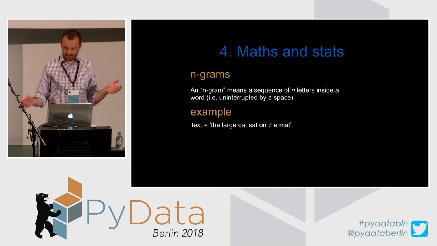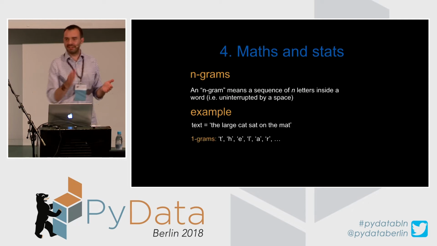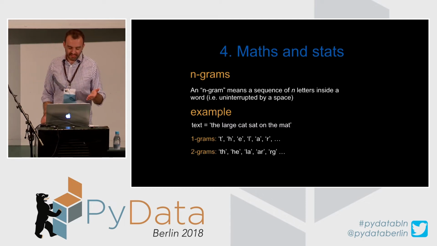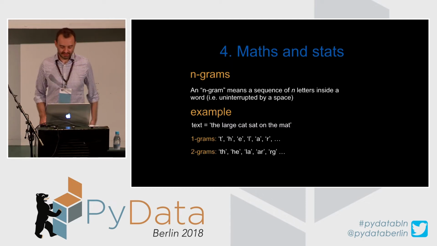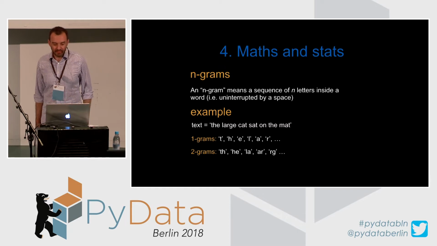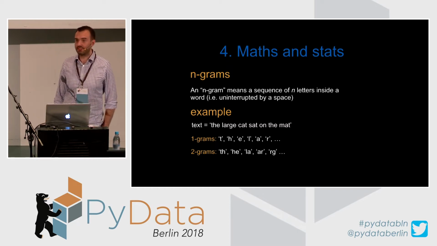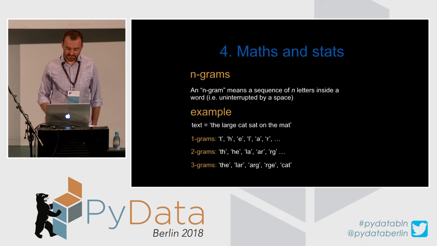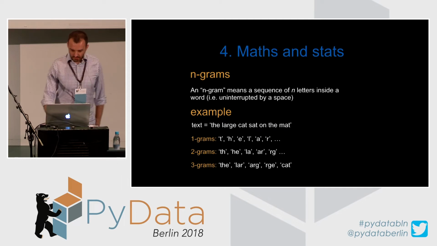So for example, the cat, again, is sitting on the mat. The 1 grams would just be the letters in order, and there the spaces don't really matter at all. The 2 grams, well, that's the sequences of 2 letters. You've got TH and then you've got HE. Because there's a boundary between the and large, the next bigram or 2 gram is LA and so on. And 3 grams work the same way. So that's just what an n-gram is.